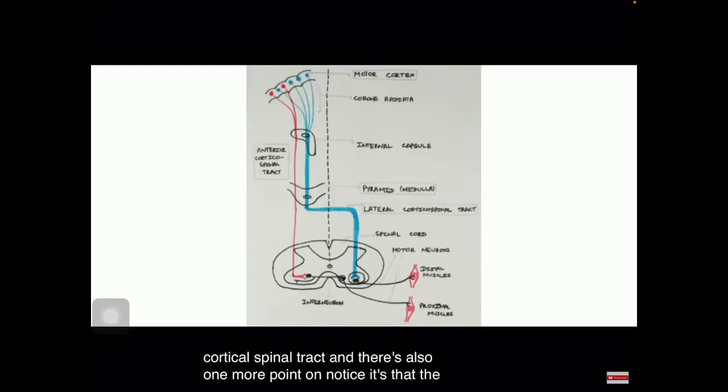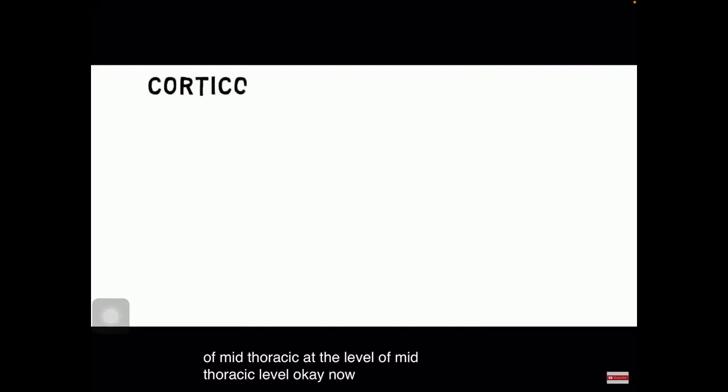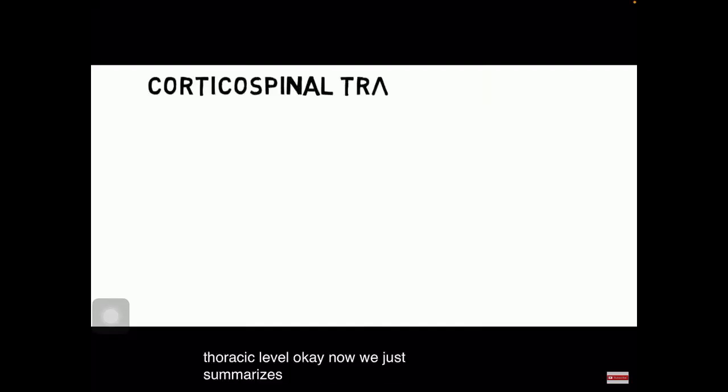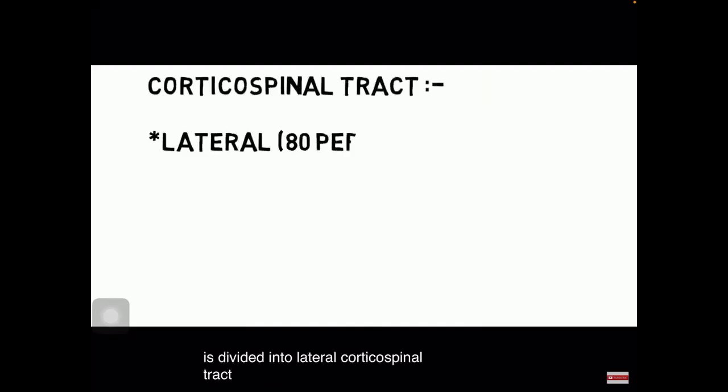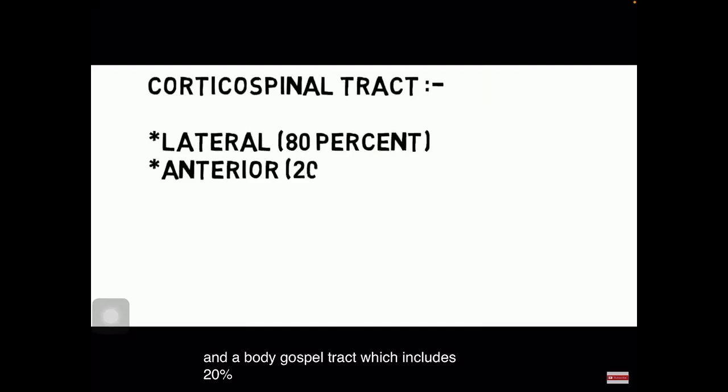There's also one more point to notice. The lateral corticospinal tract starts from the cortex and goes till the end of the spinal cord, whereas the anterior corticospinal tract ends somewhere at the mid-thoracic level. Now let's summarize it once again. The corticospinal tract is divided into the lateral corticospinal tract, which includes 80% of the fibers, and the anterior corticospinal tract, which includes 20% of the fibers.